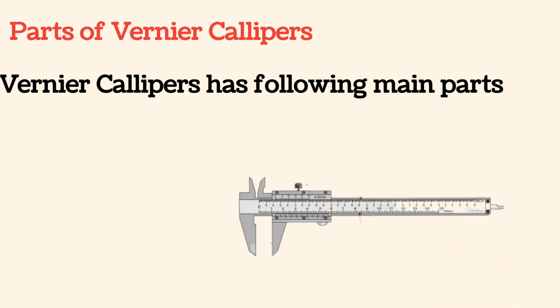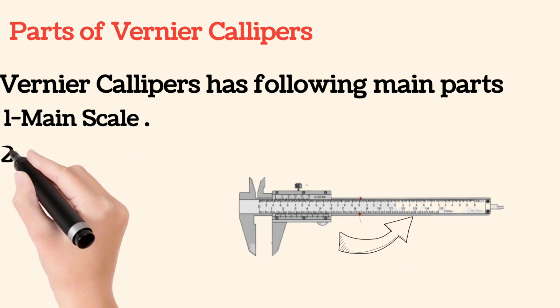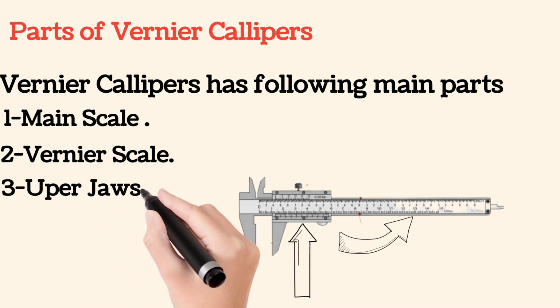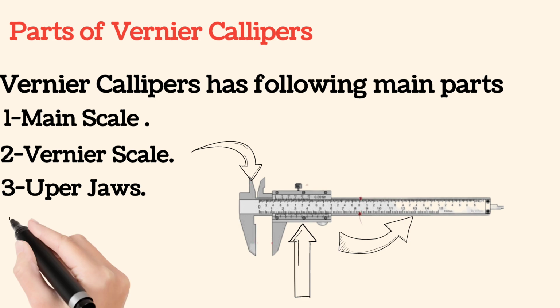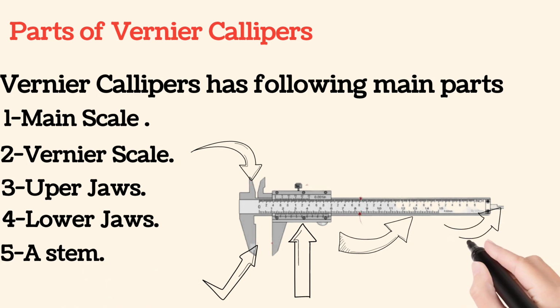Number 1. Main scale, as shown in figure. Number 2. Vernier scale, as shown in figure. Number 3. Upper jaws, as shown in figure. Number 4. Lower jaws, as shown in figure. Number 5. A stem, as shown in figure.